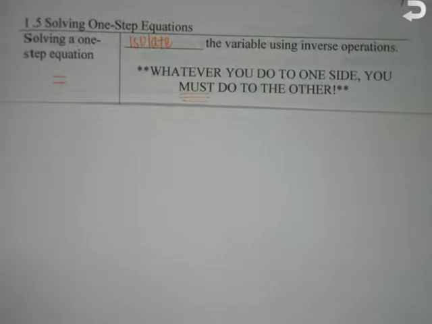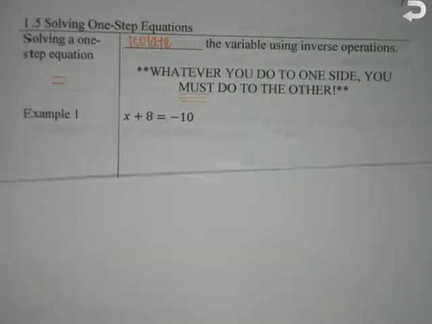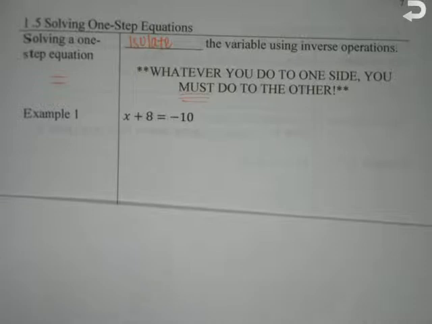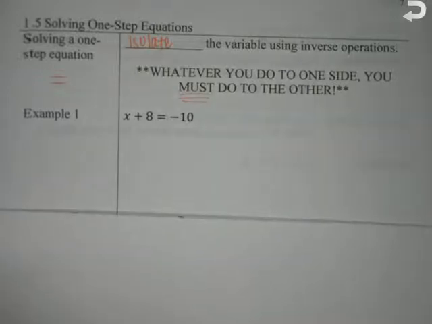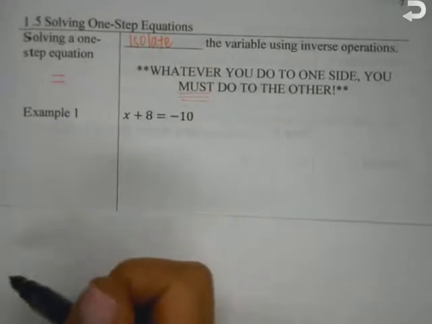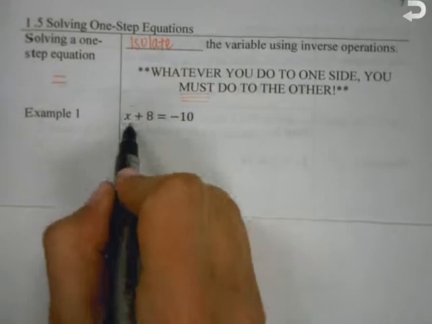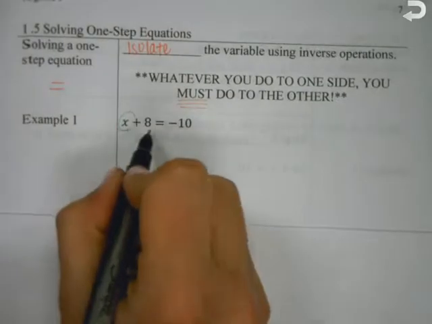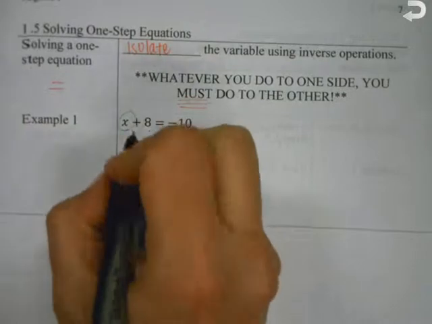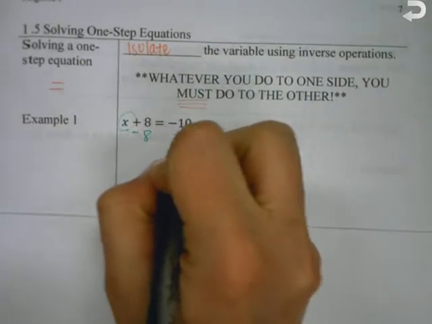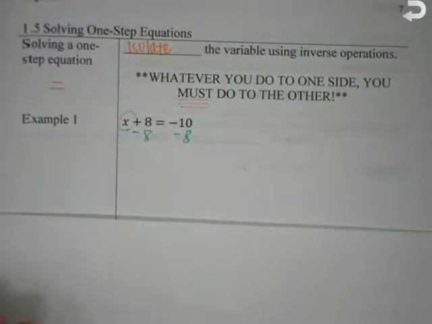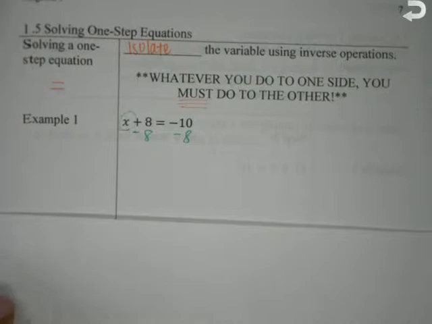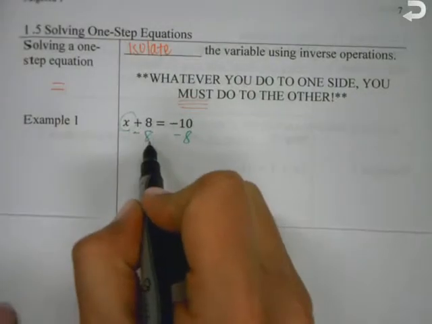So let's look at example 1. X plus 8 equals negative 10. First of all, what's the variable? X. So we need to get that variable by itself by getting rid of this plus 8. What's the opposite of plus 8? Minus 8. So let's subtract 8 from both sides. Now what does this do? What is positive 8 minus 8? 0, so they go away, right?